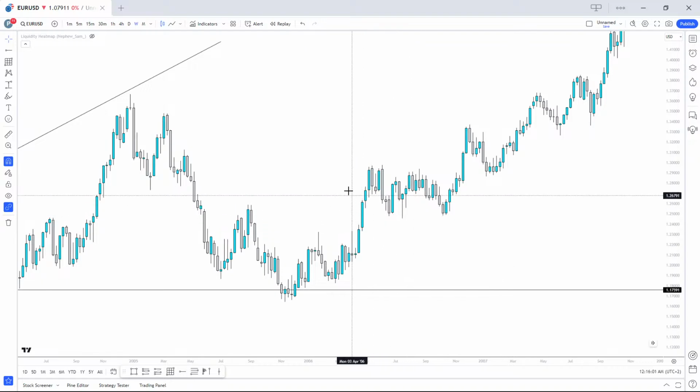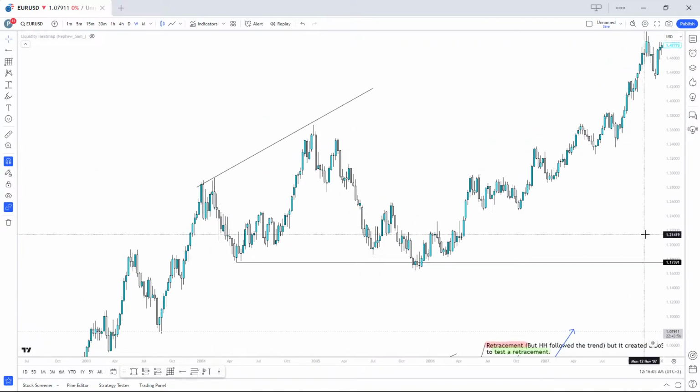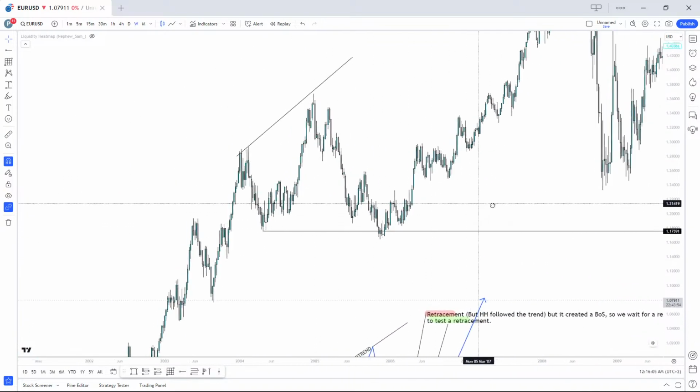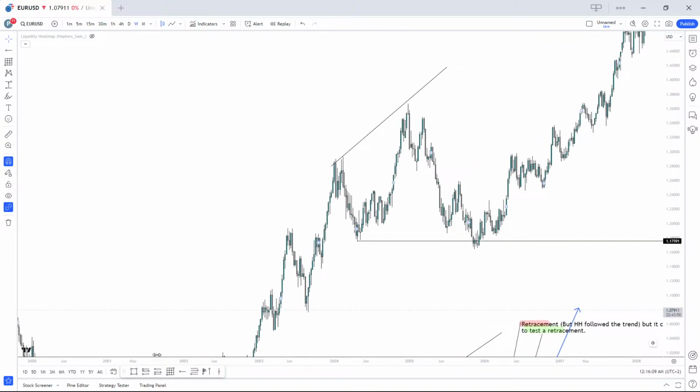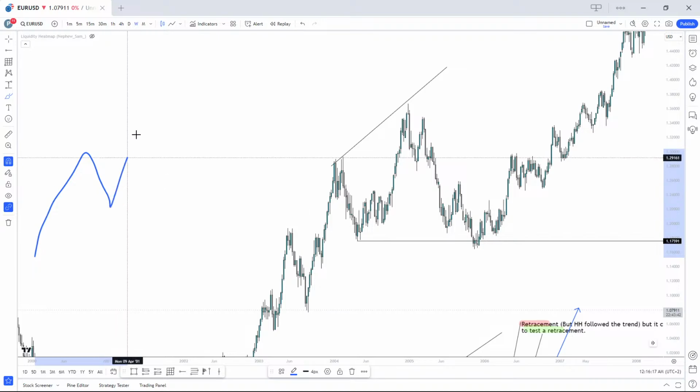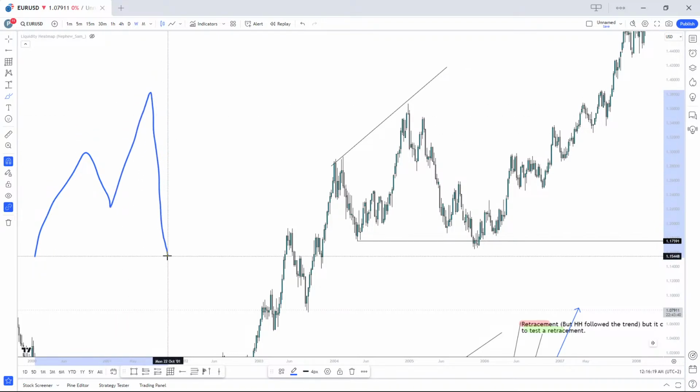I just figured out this is the same example I've been talking about, the increased frequency. Look, if we take our brush tool, okay, what is this? Higher high, higher low. It gets taken out by liquidity, break of structure. And then we wait for a retracement here.